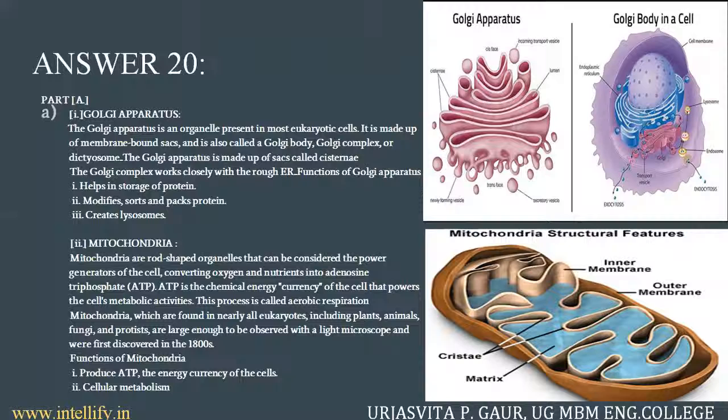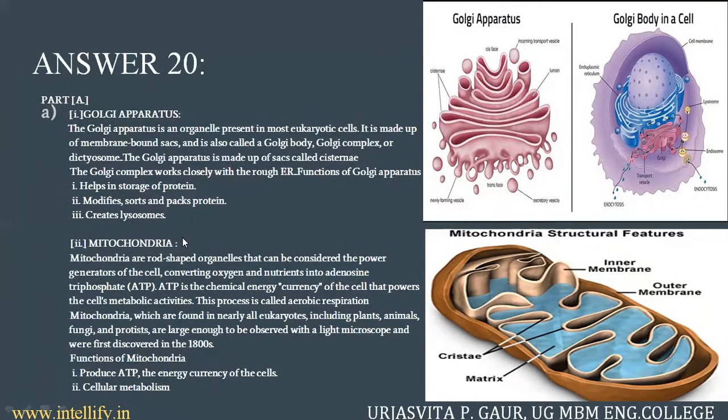And what are the functions of the Golgi apparatus? They help in the storage of proteins. They modify, sort and pack proteins, and they create lysosomes. And this is the structure of a Golgi apparatus. You might observe they have cisternae, they have forming vesicles, secretory vesicles, lumens, and incoming transport vesicles here. And this is how it looks inside the body of the cell.